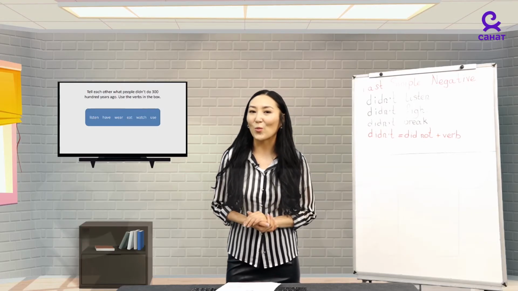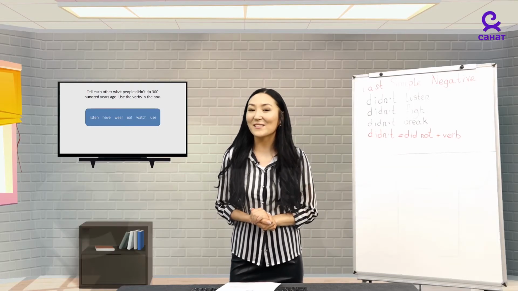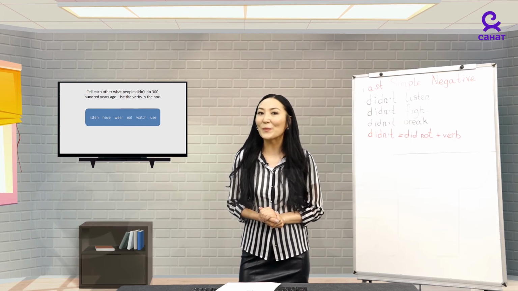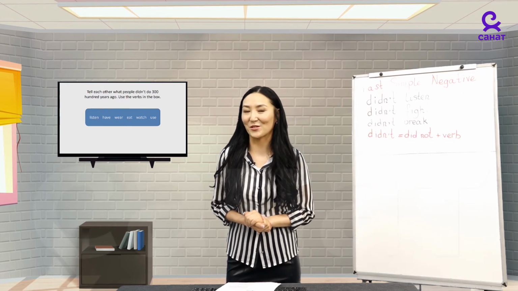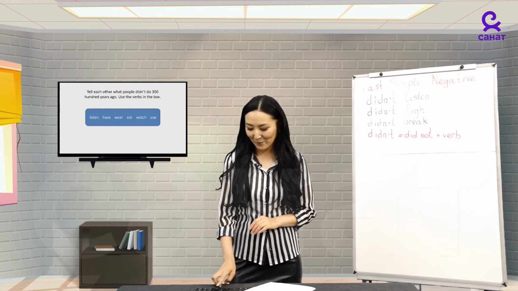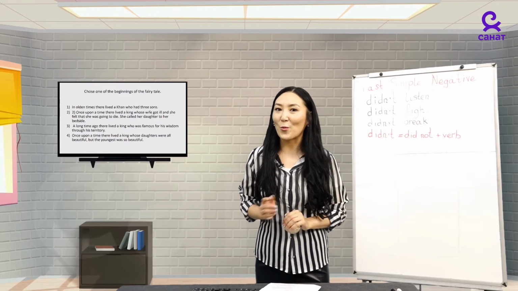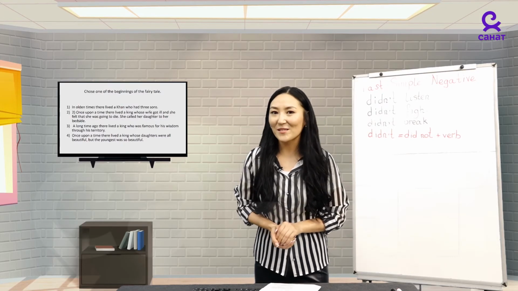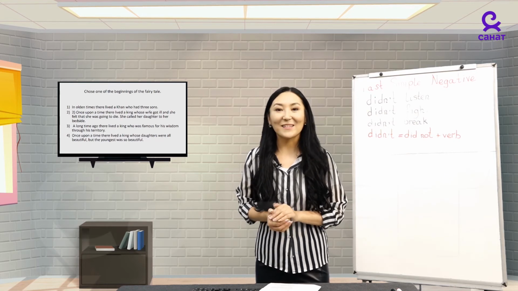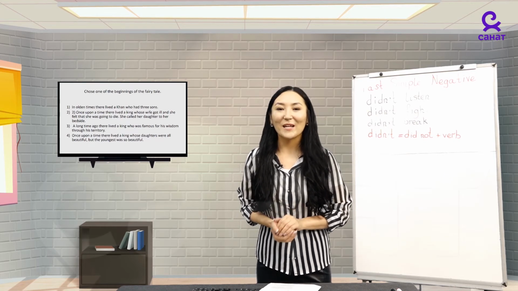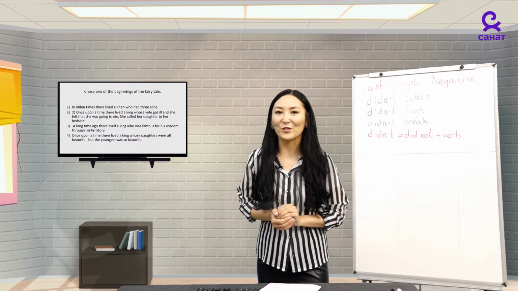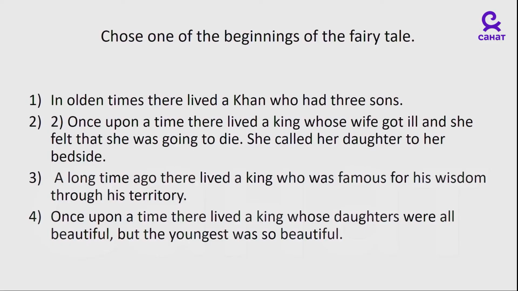Okay, now work with your friend again and tell each other what people didn't do 300 years ago. For example, they didn't listen to pop music. Now count from 1 to 3. Ones will work together. The second group gather, and the third group, you will work together. Now, choose one of the following beginnings of the fairy tale.